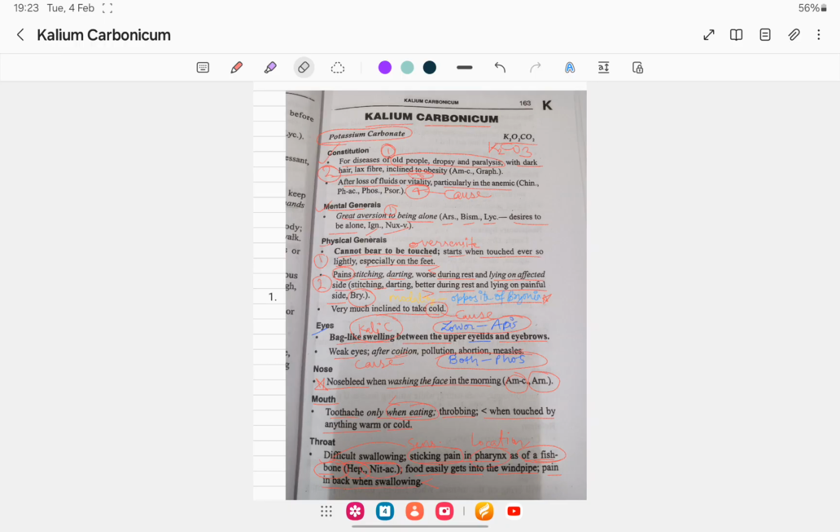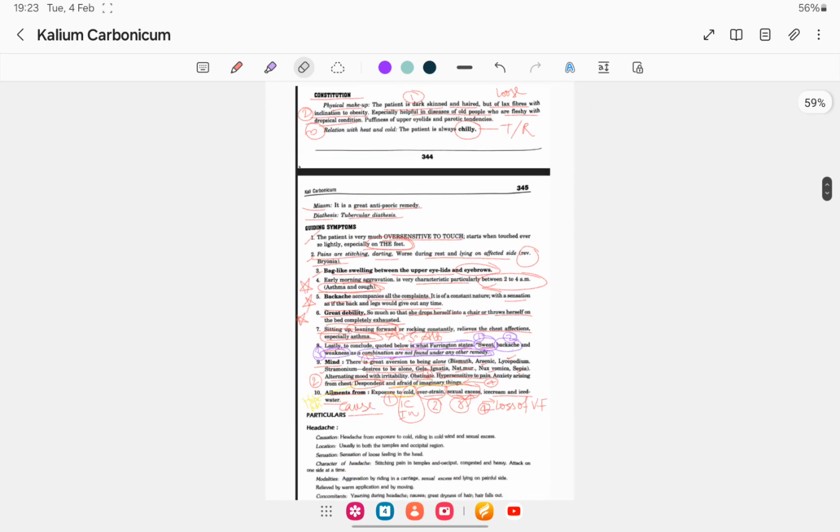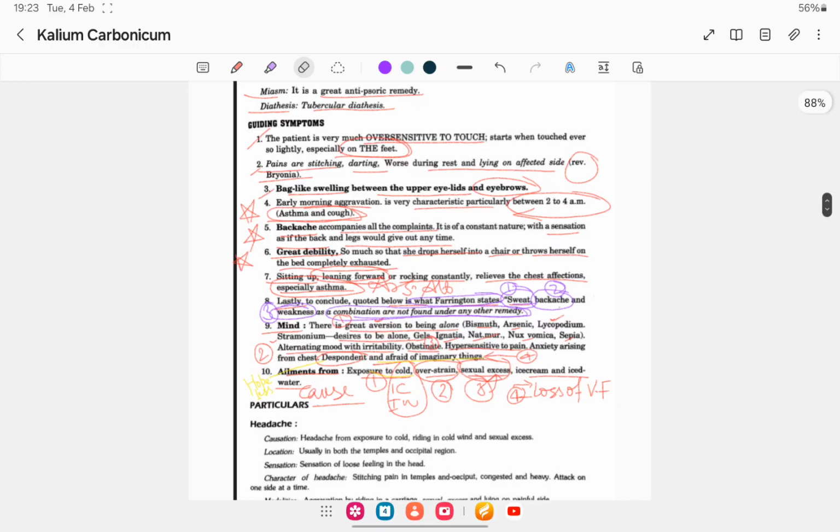So I am summarizing this drug. Kalium carbonicum, common name potassium carbonate, K2CO3. Constitution wise: for old people, dropsy and paralysis, with dark hair, lax fiber, inclined to obesity. Causation: exposure to cold, ice cream, and sexual excesses, overstrain. Here it is written in SK Dubey. And fourth one, loss of vital fluids.